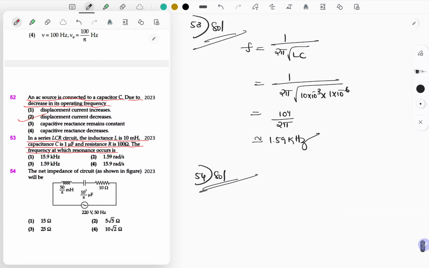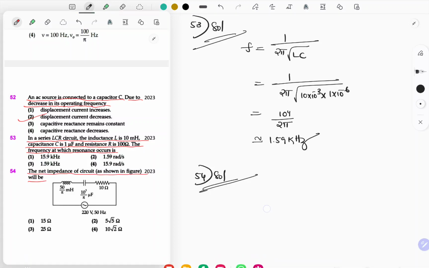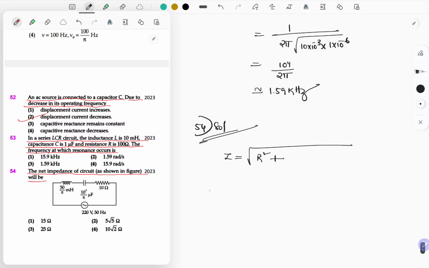So source supply frequency is given. Okay, the net impedance of the circuit they are asking. Formula for net impedance: Z is equal to root of R square plus XL minus XC, or XC minus XL. It depends upon the value of XL. First of all, let's find the R value. R value is 10 ohms.